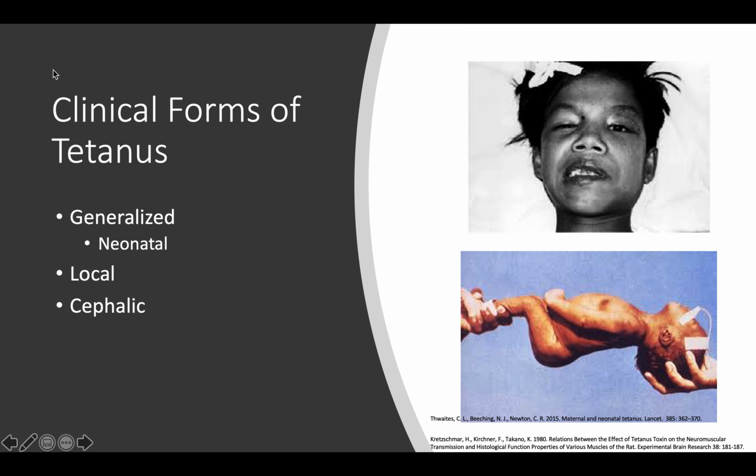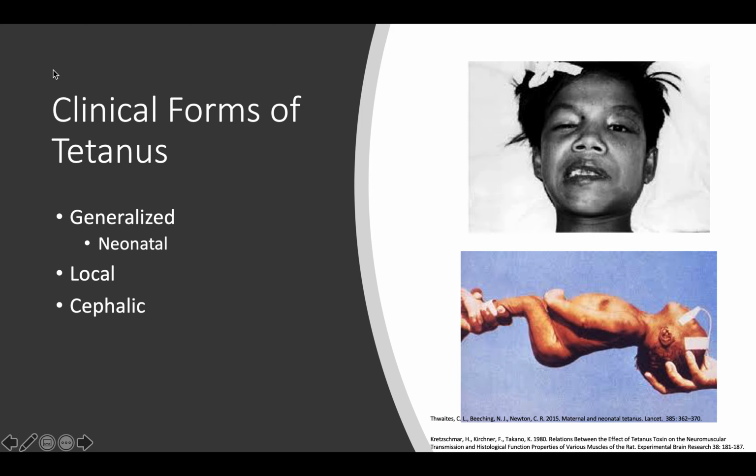This is commonly influenced by their age or just generally their health overall. The amount of toxin that is released from these endospores also plays a significant role in how severe their disease may or may not be.